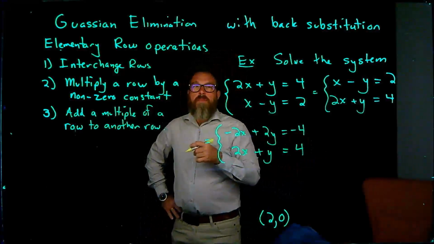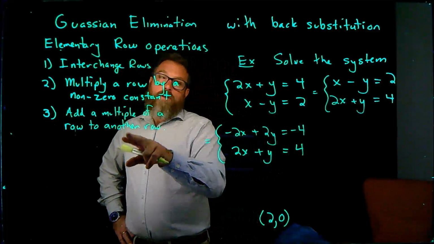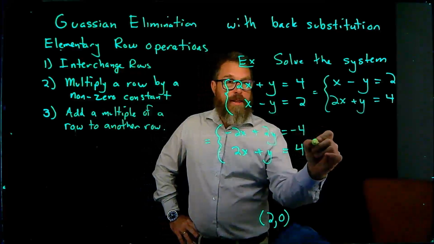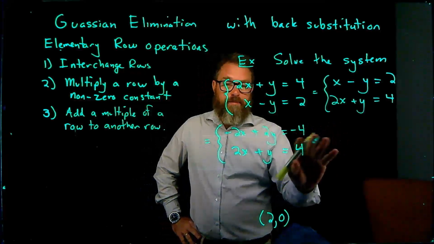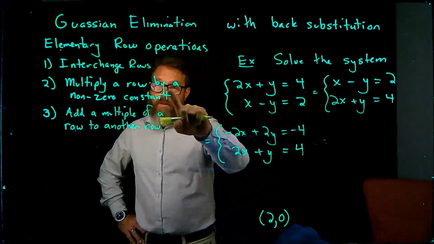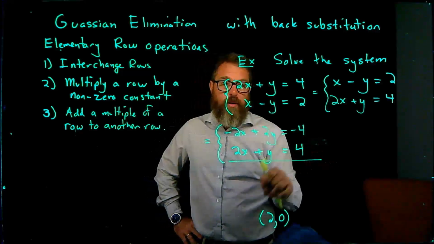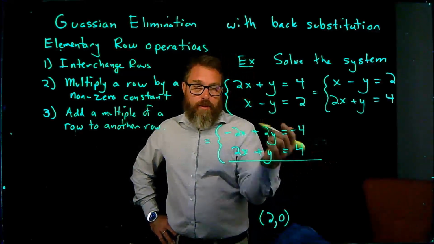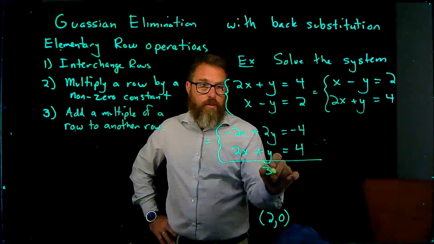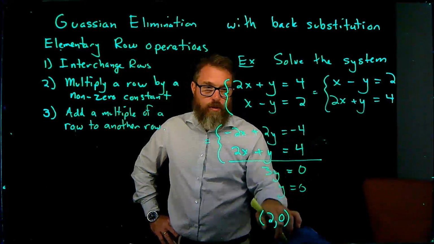Alright, so the third one says I can add a multiple of one row to another row to gain a new row. And that is what I'm going to do. I'm just going to add these. So I've taken a multiple of the top row, and I'm going to add it to the bottom row. So when I add these two, we can see that we eliminate the x's. So I have 3y is equal to, well, those would be 0, so then y is equal to 0, and we already knew that was the case.